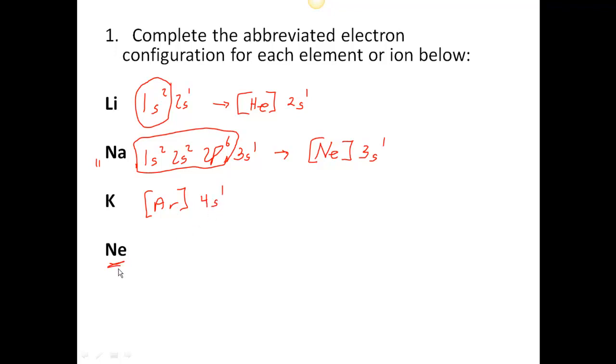Now, what happens when you have a noble gas? Well, that you have to be a little bit careful of. You can't define neon in terms of neon. That just doesn't work. That's not allowed. So you have to work your way back to the previous noble gas. The previous noble gas prior to neon is helium. So you go back to helium, and then you do 2s2, 2p6, and that gives you neon.